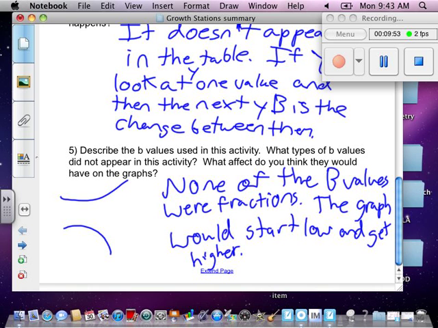Seated and silent. This is your homework. You need to make sure your packet's finished, bring it in tomorrow. We're going to check it. Please stand up and push in your chair.